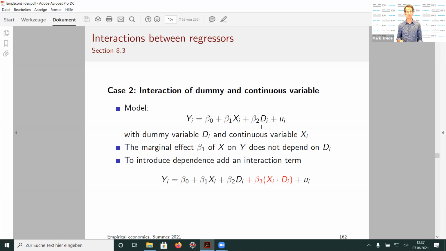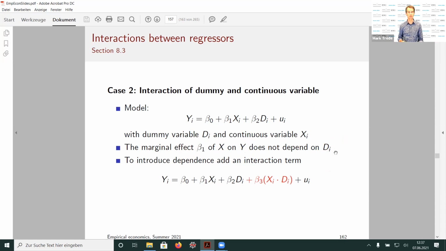Of course, if this is the classical linear regression case, then the marginal effect beta 1, the marginal effect of x on y, does not depend on anything. In particular, it does not depend on the dummy variable, because in the multiple linear regression model, the marginal effect is constant. It does not depend on anything. Okay, so the marginal effect does not depend on the dummy variable here. If we want to introduce dependence, we have to introduce an interaction term.